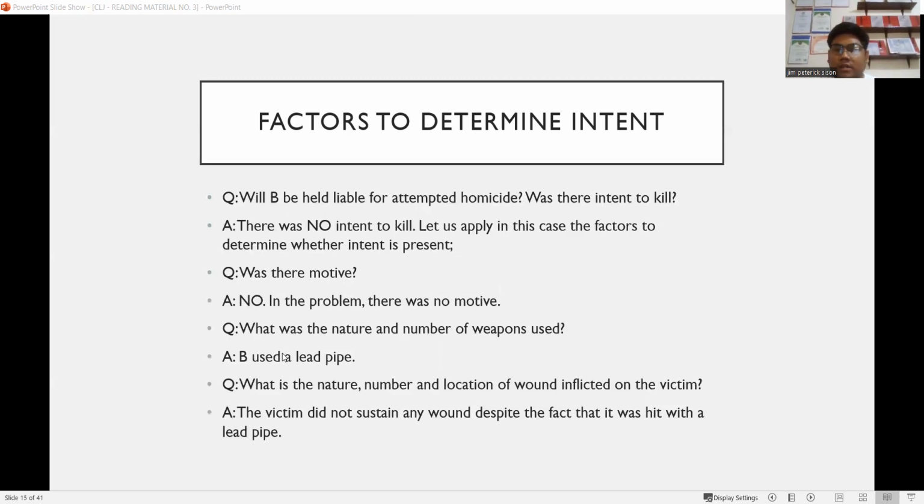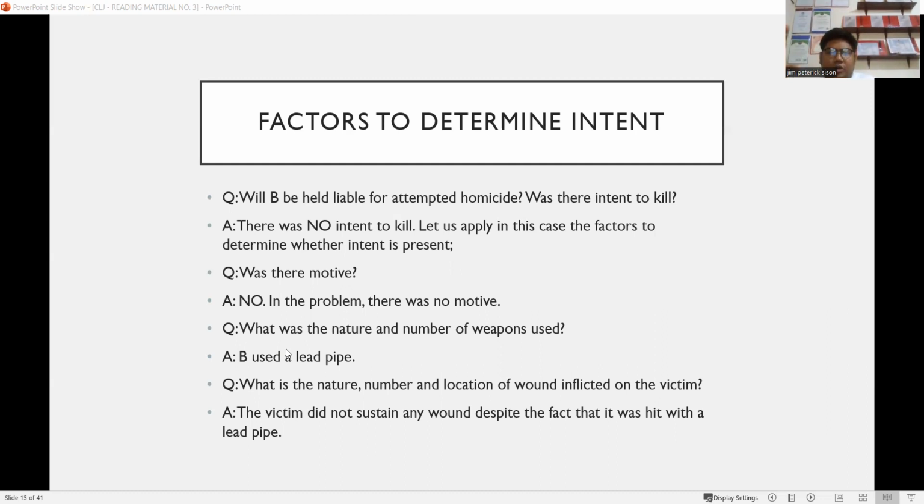Now, in the example, will B be held liable for attempted homicide? Was there intent to kill in the situation? The answer is no. There was no intent to kill. So let us apply in this case the factors to determine whether intent is present. Was there motive? The answer is no. In the problem, there was no motive to kill A. Therefore, B should not be held liable for homicide.